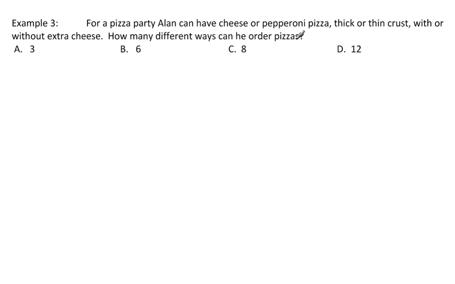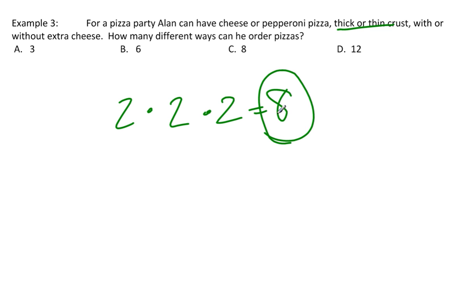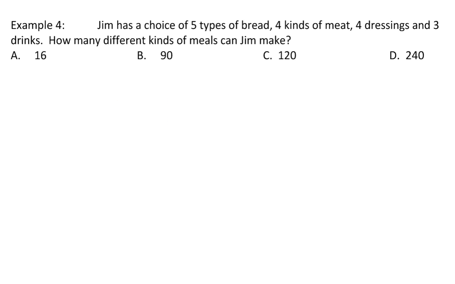Alright, so Alan's having a pizza party, probably at Chuck E. Cheese, because that's what we do on the east side, right? He's going to have a cheese or pepperoni. How many choices is that? 2. Thick or thin crust, that's another 2 choices. With or without extra cheese, another 2 choices. How many different pizzas does he have? 2 times 2 times 2 makes 8. That's really it. 8 choices.